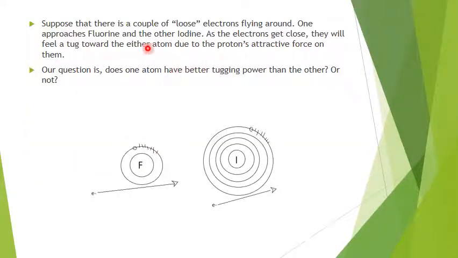All right, so here's a scenario. Suppose that there are a couple of loose electrons flying around. One approaches fluorine, zips by, and the other zips by iodine. As electrons get close, they will feel a tug toward either atom due to the protons' attractive force on them. So fluorine has protons pulling on this electron, and iodine has protons pulling on this electron. Our question is, does one atom have a better tugging power than the other, or is there no difference at all?